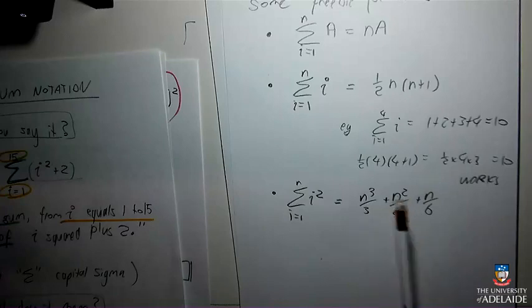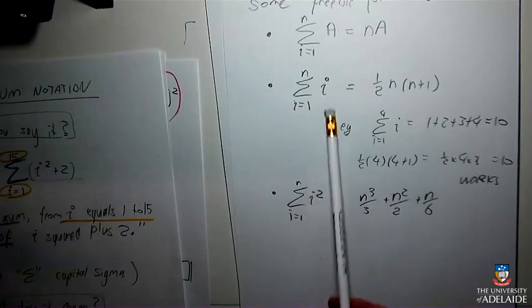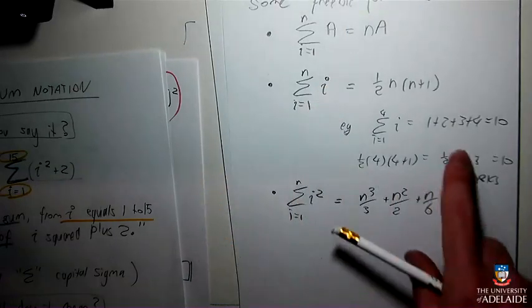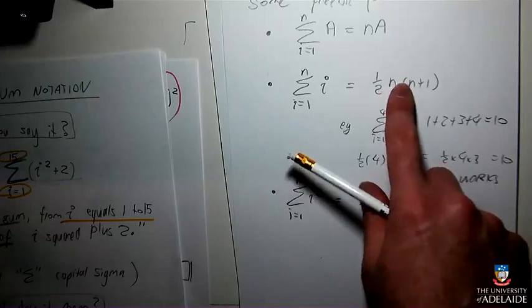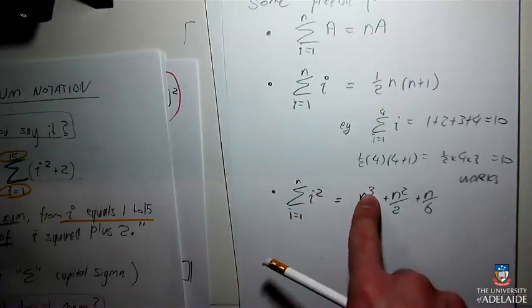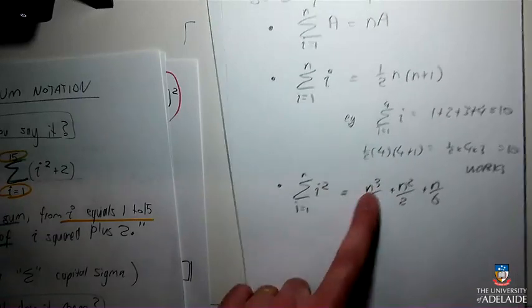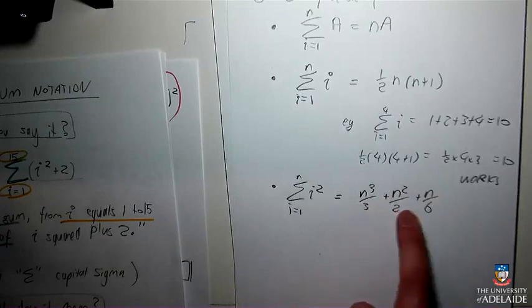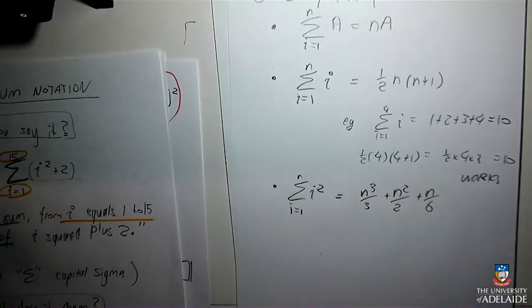This one I can remember because I know that they all have one power of n higher than the power that they have on the i. So the single i ends up with an n squared, like an n times n. No i's ends up with an n. Two i's ends up with an n cubed. And the n cubed has a 3 on the bottom and the n squared has a 2 on the bottom. And the n has 2 times 3 on the bottom. That's how I remember it. I don't know if you're supposed to remember it or not.